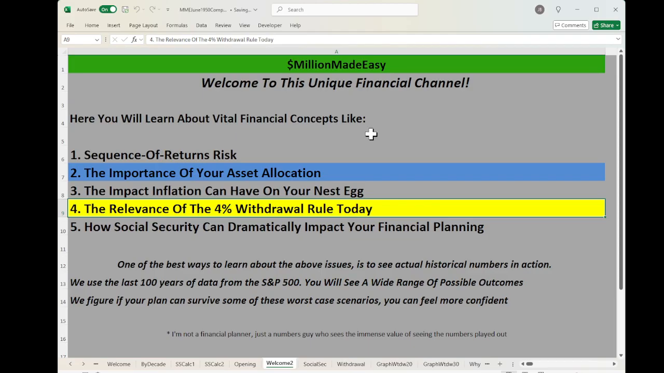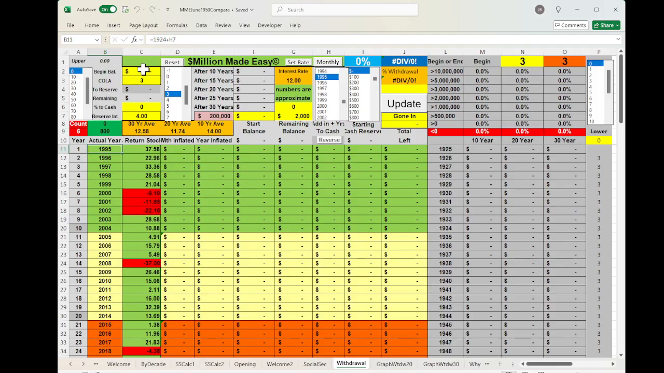We set up spreadsheets to run numbers for you, and we also show you important financial concepts like the following below. In this video, I want to look at the importance of your asset allocation, highlighted in blue here, but we also want to show you the relevance of the 4% withdrawal rule because they're actually interconnected. And we want to show you that in this video. So again, we're looking at the asset allocation, but we need to take into account what your withdrawal percentage is.